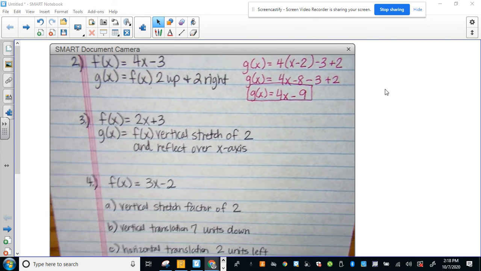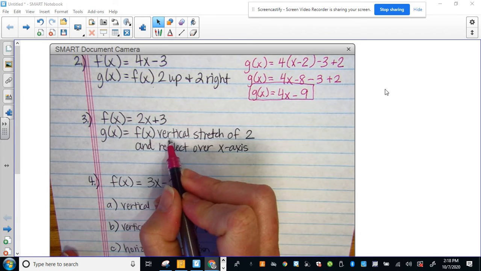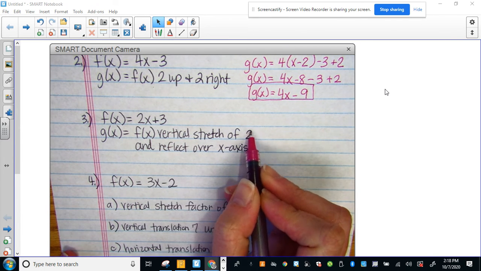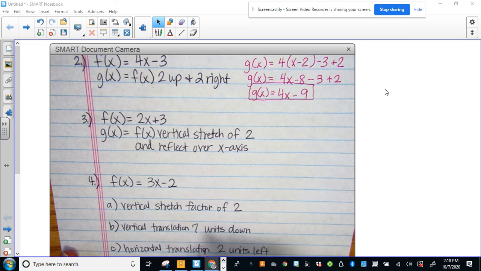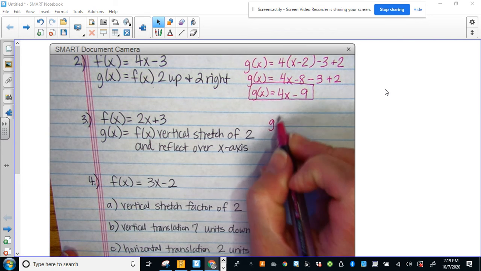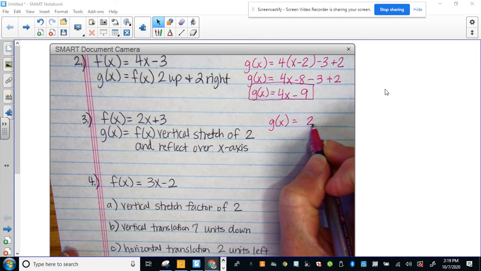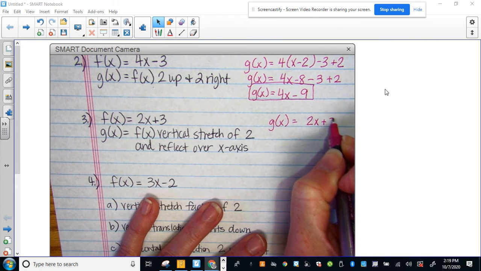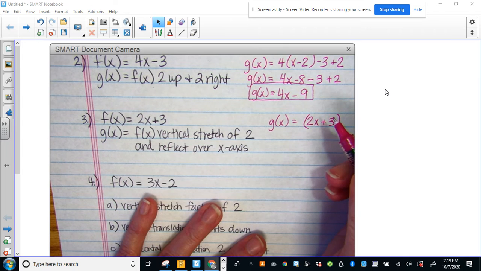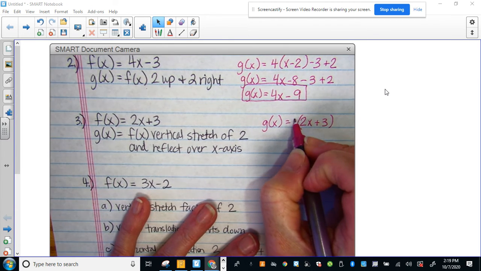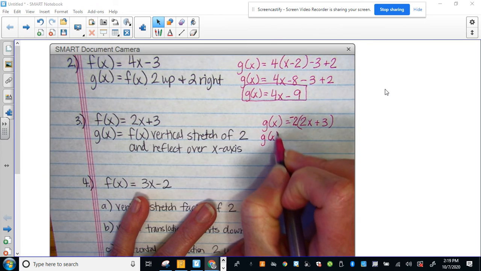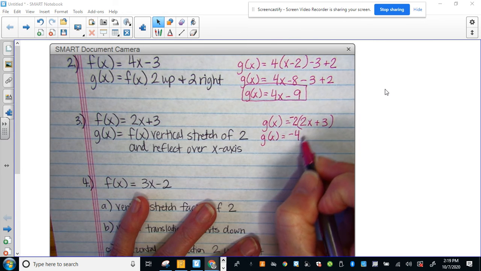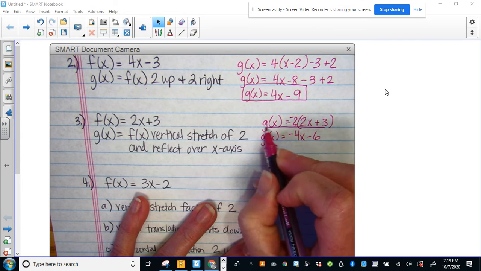Okay, number 3. Here's our original. We're going to vertically stretch it by 2, get it steeper, and then we're going to flip it over the x-axis as well. So we're going to take g of x. You have your original, 2x plus 3. But since we're stretching it by a factor of 2, we have a 2 here as your factor, and then we're flipping it over the x-axis, so we make that 2 a negative. So now distribute and simplify. That's a negative 4x minus 6.